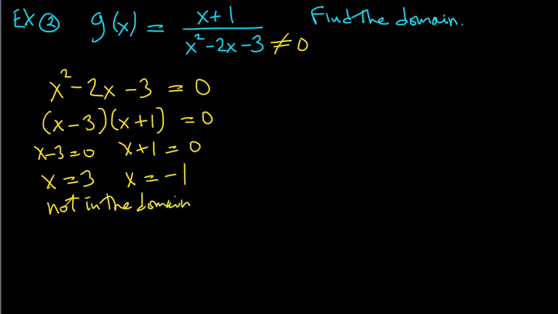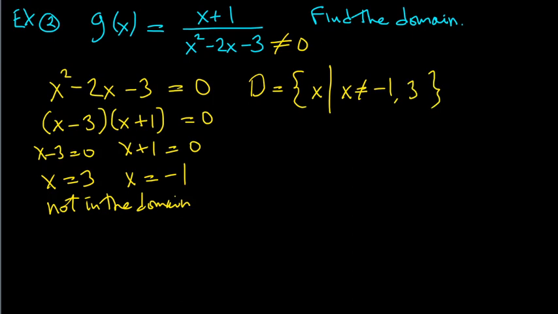which means everything else is. All other real numbers are in the domain. So what's the domain? It's the set of all real numbers x such that x does not equal either negative 1 or positive 3. Right?